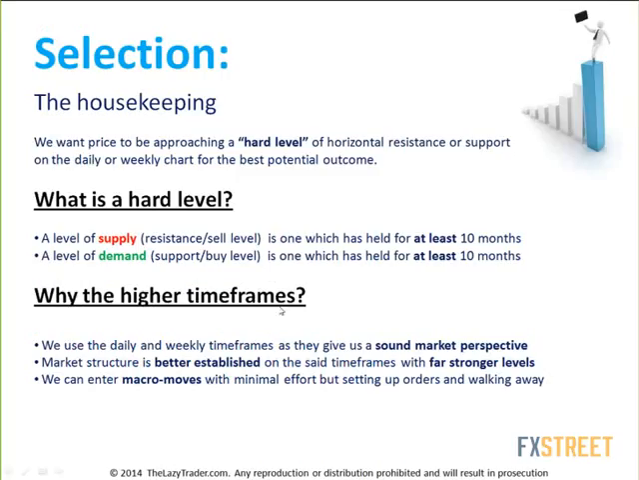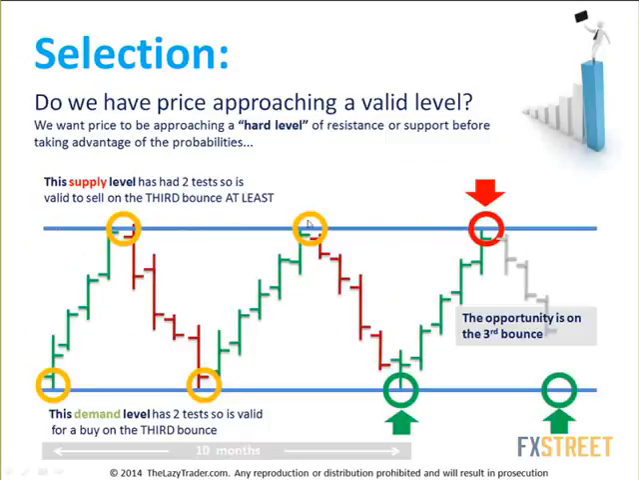So like I've mentioned, a hard level of support or resistance, supply and demand, is a level which has been tested for at least 10 months, and it's got two previous tests. Okay, that's the kind of level we should be looking at here. Like with pound New Zealand, this would be our level to sell here with our order on the level, stop loss 50 to 150 pips away.